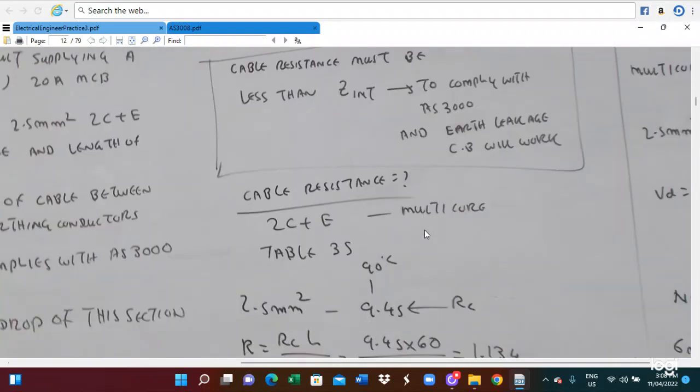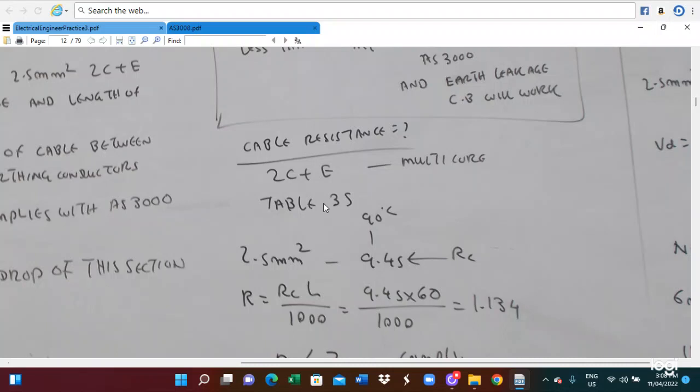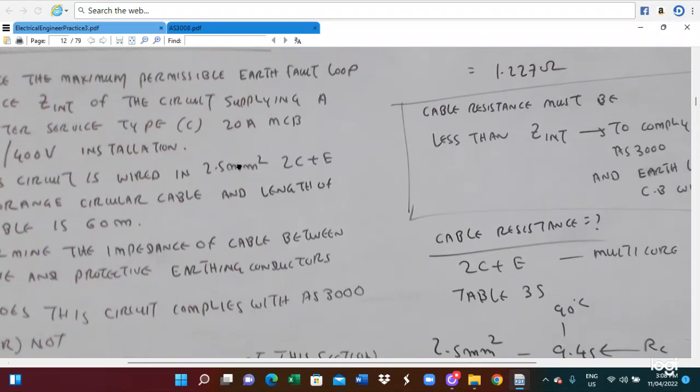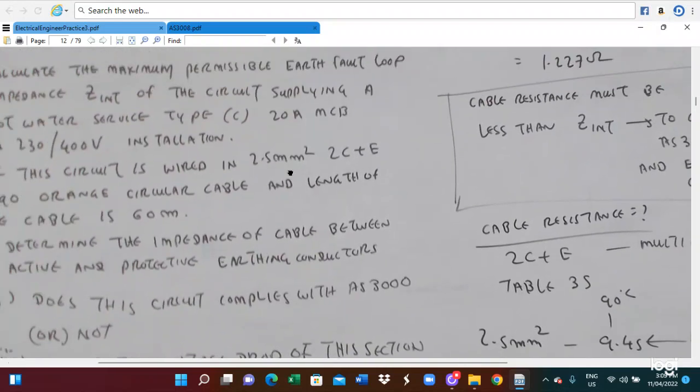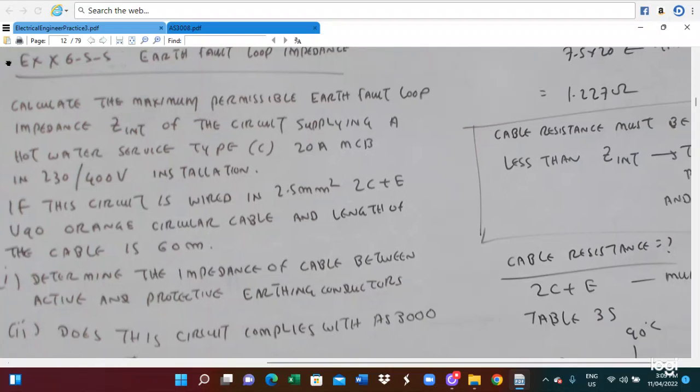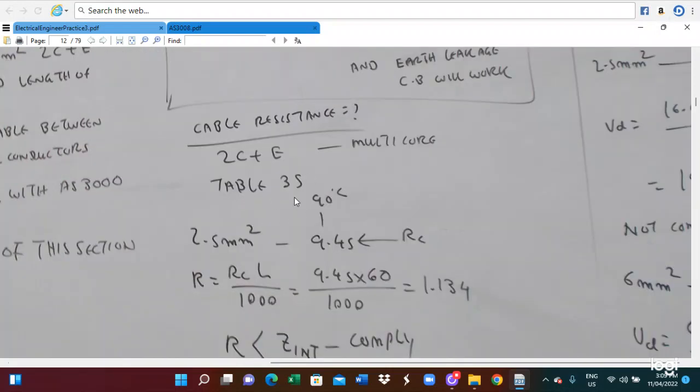Then we also need to calculate the cable resistance. It is a multi-core cable, 2 core plus earth. So in this case, for a multi-core cable, we have to use table 35. The cross-sectional area is 2.5 millimeter square, temperature is 90 degrees centigrade. The cable is V90, 2.5 millimeter square, 2 core plus E. So this is multi-core cable, 2.5 millimeter square is the cross-sectional area, V90 is 90 degrees centigrade. So we shall select table 35.